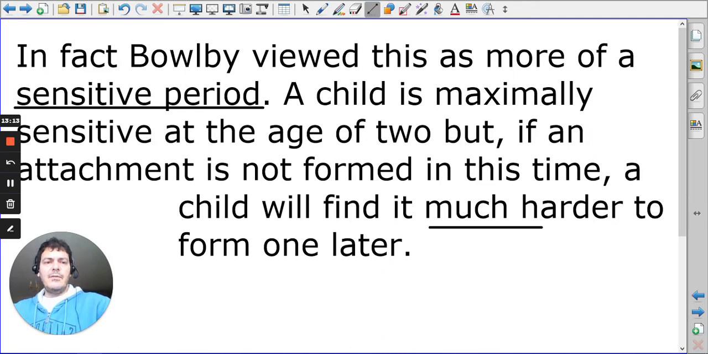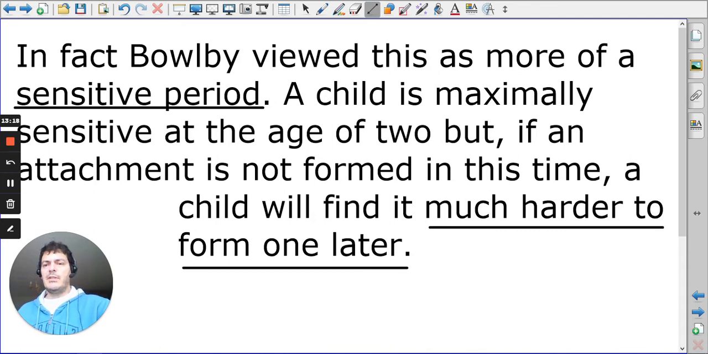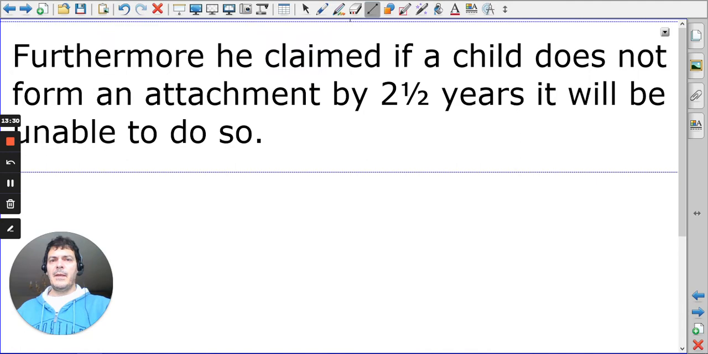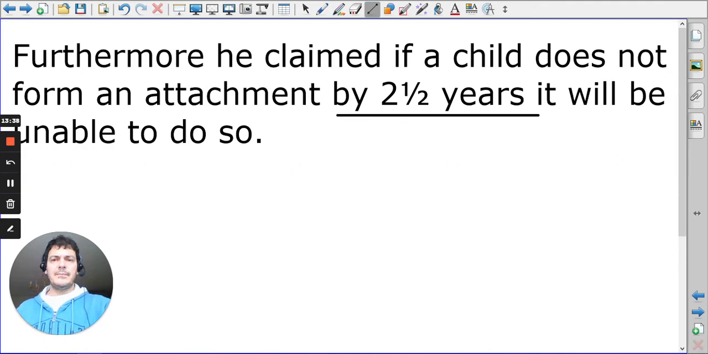So he is calming down his critical period type of understanding, but he is still very clear that what's really important is that if you don't form that attachment within that sensitive period, there's a problem. And so one of the key placeholders we sometimes put on this is 2.5 years. Bowlby basically said that if you don't form an attachment in those first 2.5 years, you won't be able to form one.